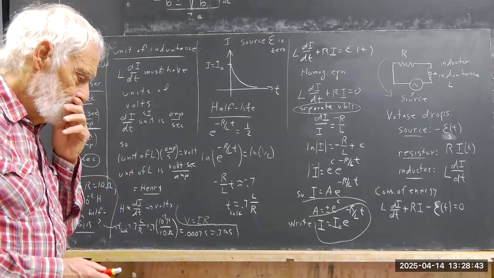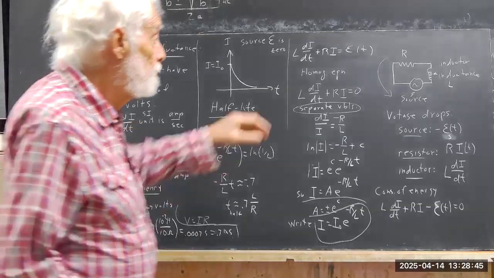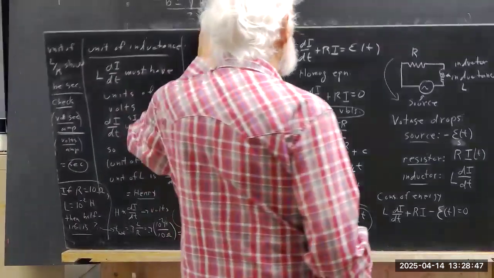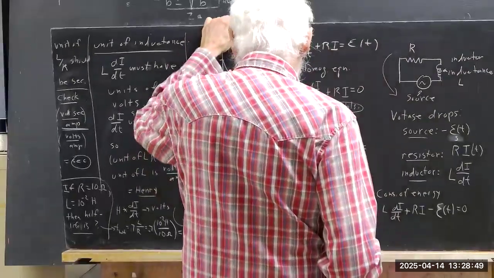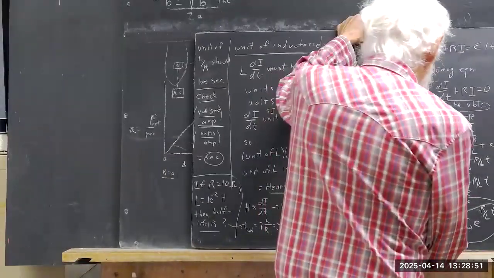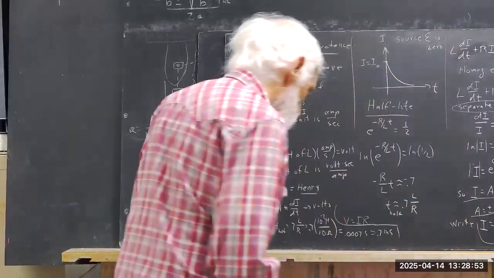Now I'm going to digress about what happens if we have a capacitor and a resistor in the circuit.